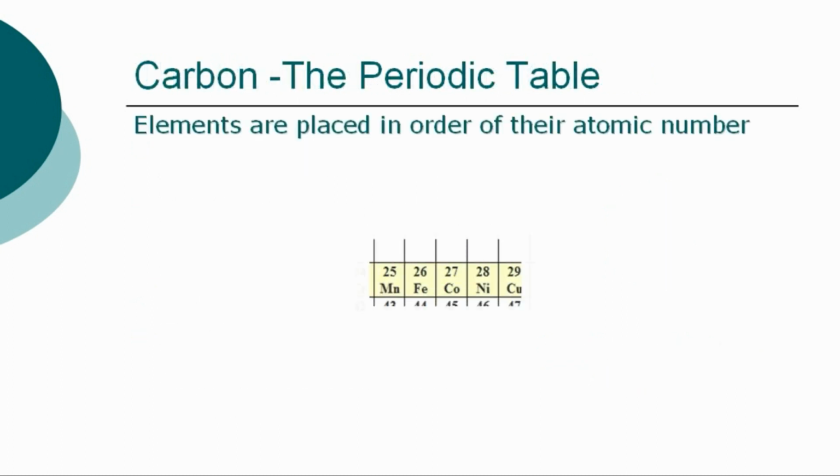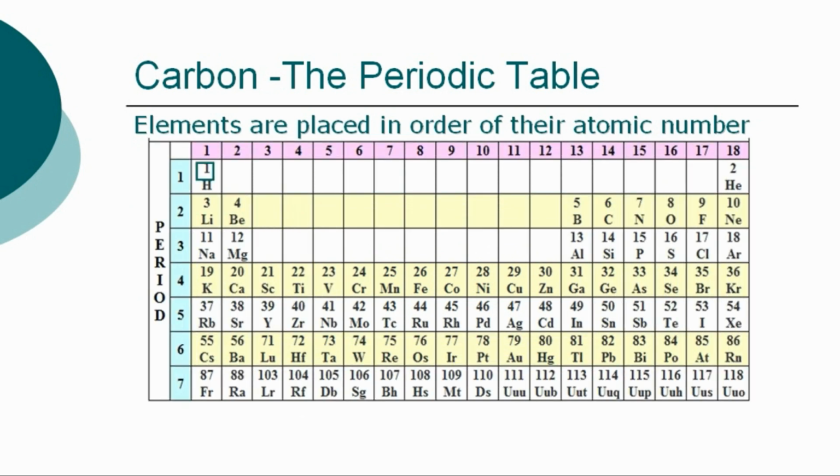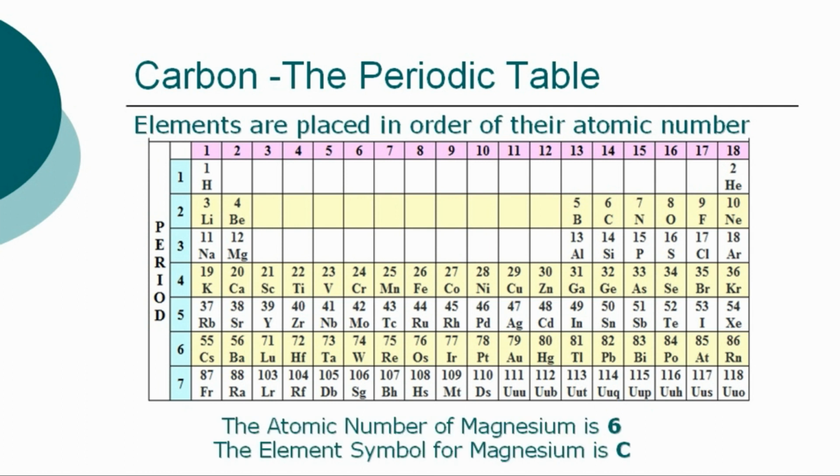The periodic table is a chart showing the symbols and the atomic numbers of all known elements, such as carbon, in one large grid. The chemical elements of the periodic table are placed in order of their atomic numbers. Atomic numbers increase as you move across a row, called a group, or down a column, called a period. The atomic number of carbon is 6. The element symbol for carbon is C.